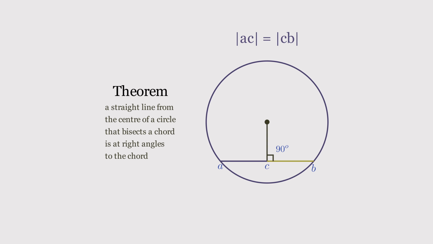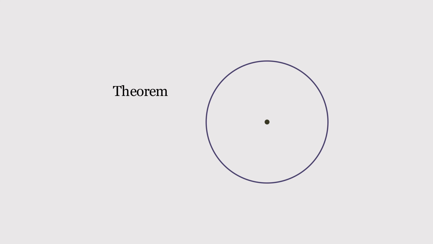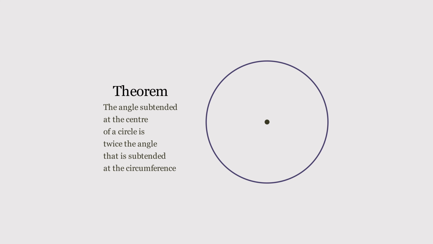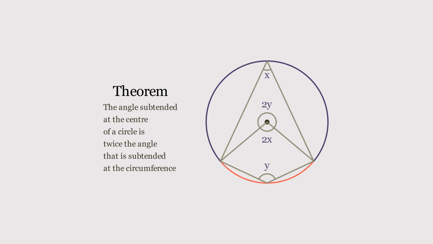The next theorem says the angle subtended at the center of a circle is twice the angle that is subtended at the circumference. Note that the same arc subtending the angle at the center is still the same arc that subtends the angle at the circumference. As long as we have the same arc subtending the angle at the center and at the circumference, the angle at the center will be twice the angle at the circumference.